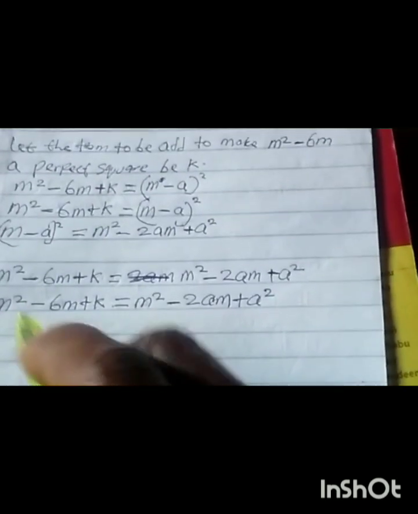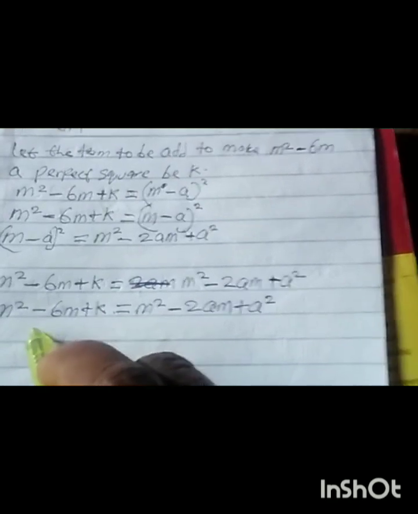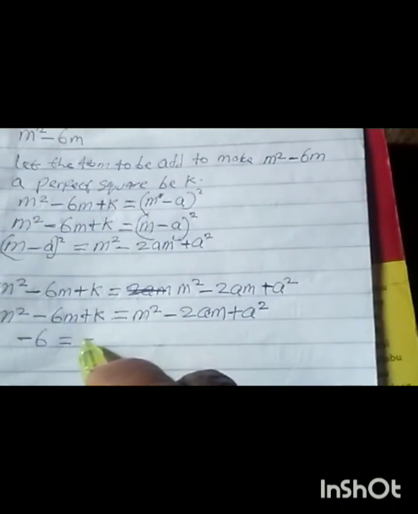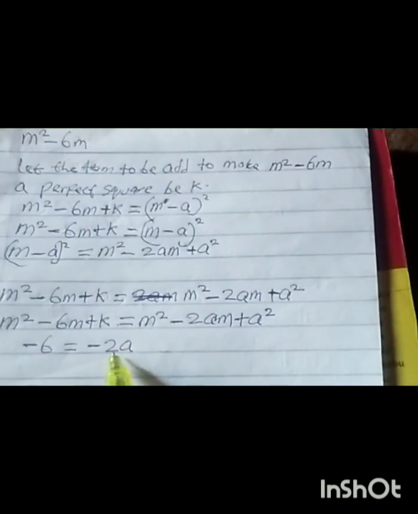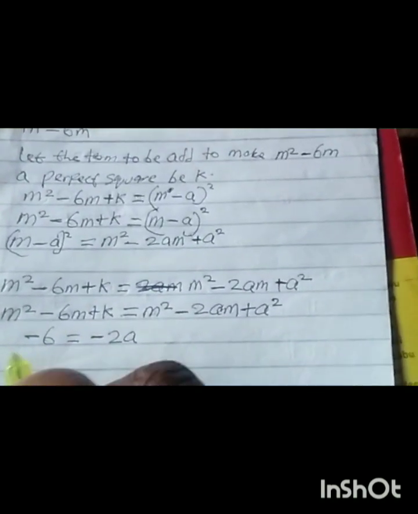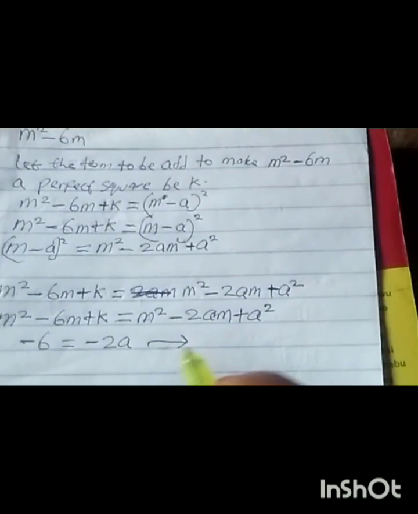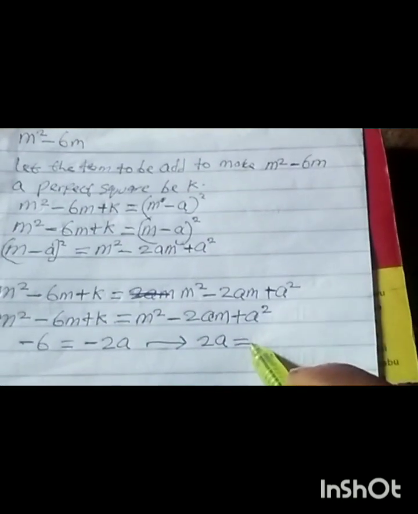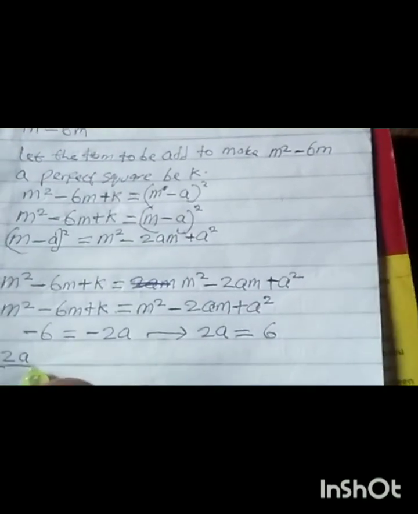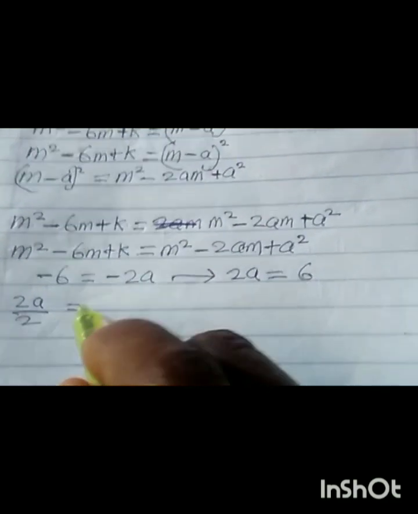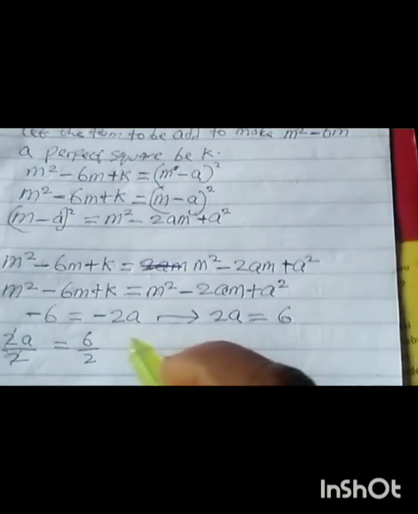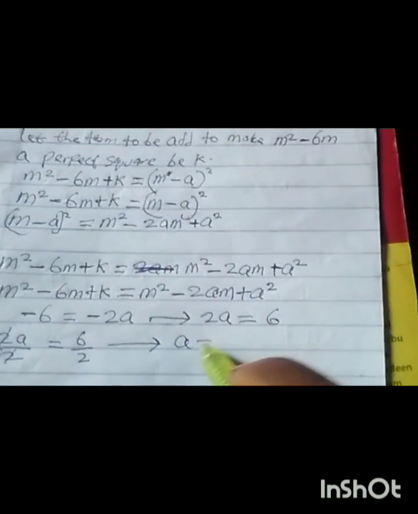So comparing, we have the coefficient of m at the left hand side as minus 6, which is equal to the coefficient of m at the right hand side, which is minus 2a. Since the two coefficients are negative, the minus signs cancel, because minus times minus is plus. So 2a is equal to 6. Dividing both sides by 2, 2a over 2 is a, and 6 divided by 2 is 3. So a is equal to 3.